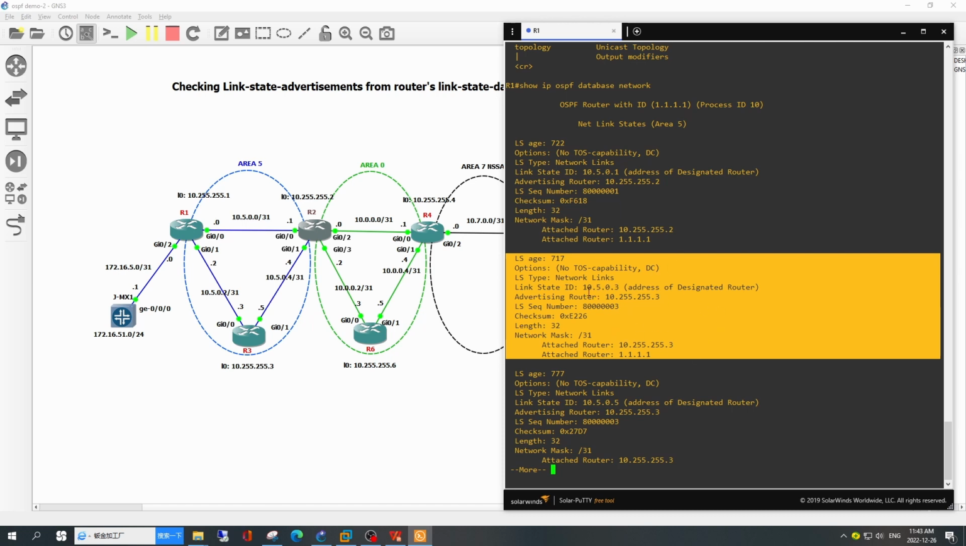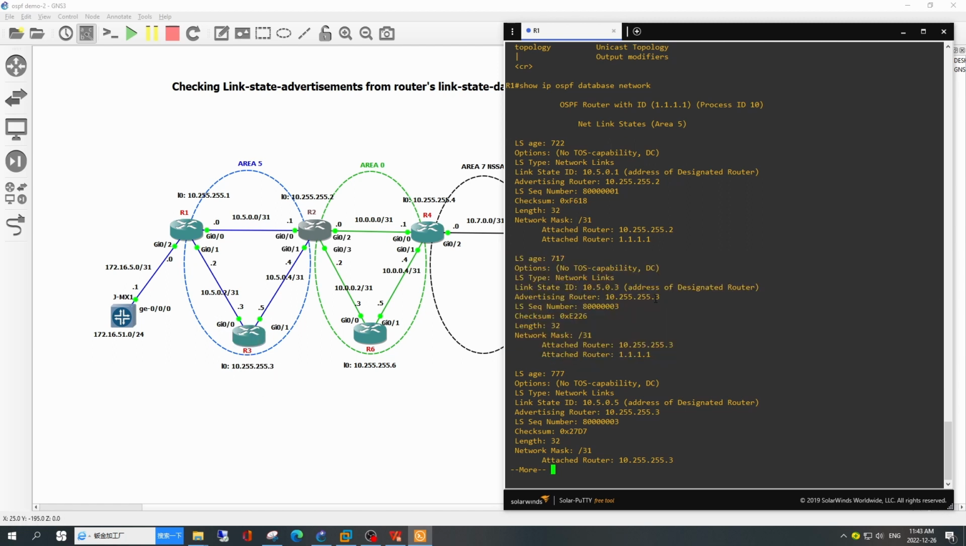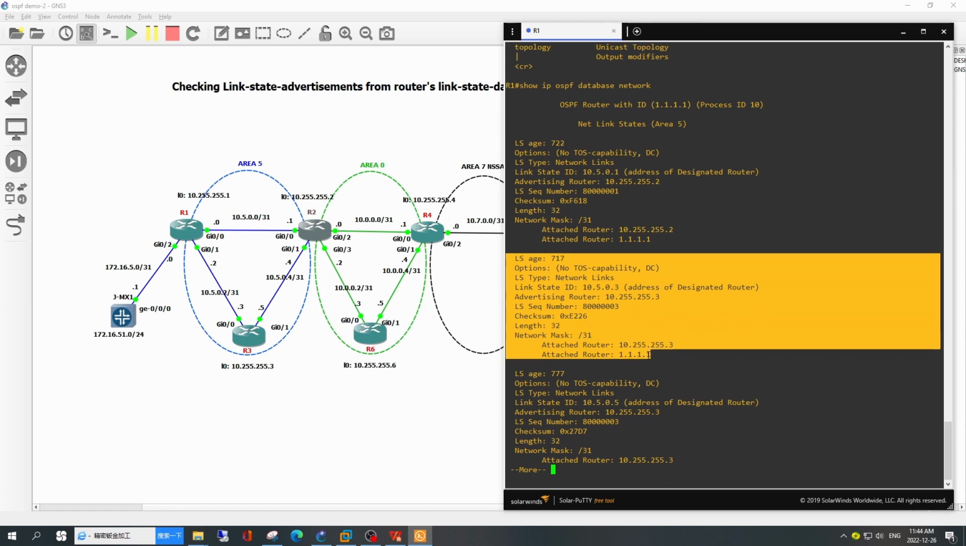So this is advertised by, the link ID is 10.5.0.3. That is R3's interface G0/0. Advertising router is 10.255.255.3. This is R3 here. So the advertising router is R3. So R3 is the DR. So what is the information in this network link state? Just two routers attached. One router is R3, another is R1. It tells the story that in this specific network here, there are two routers attached. One is R3, another is R1. That is pretty much what the type 2 tells us.